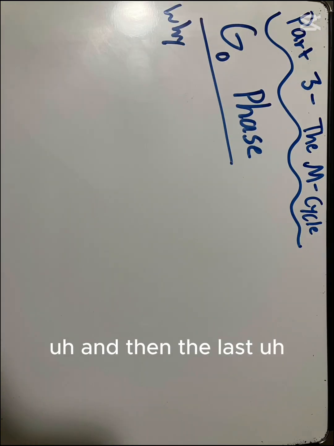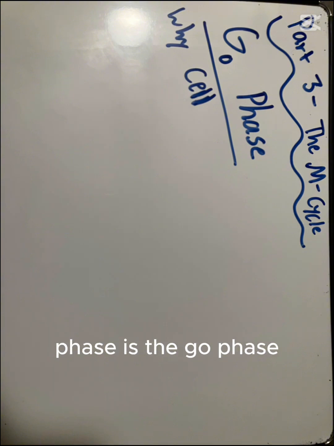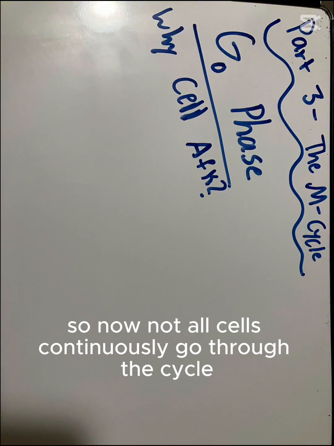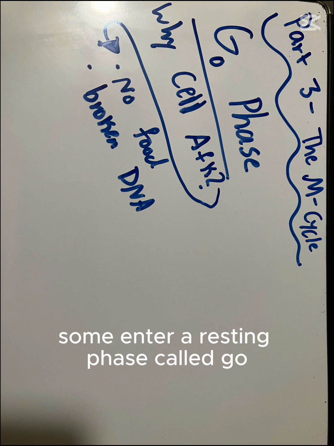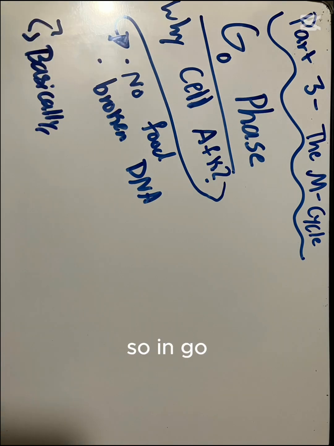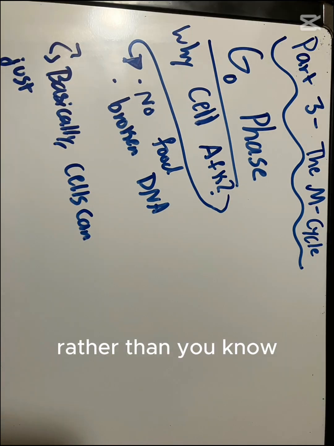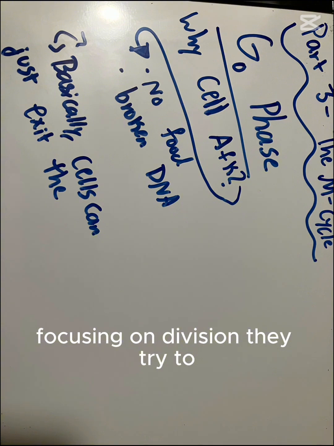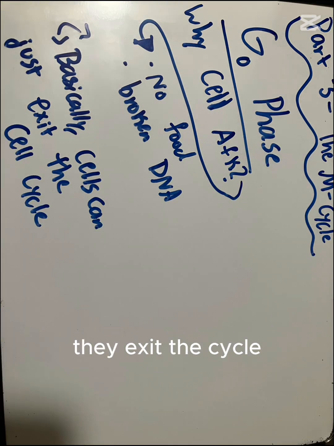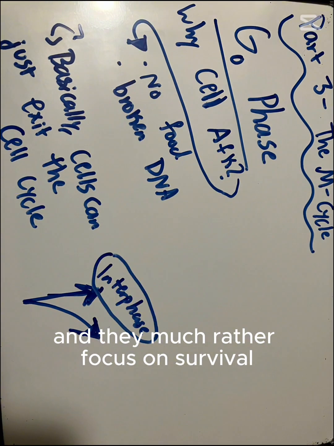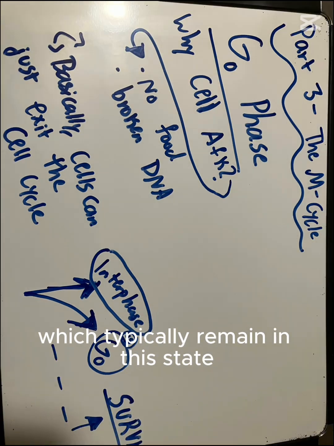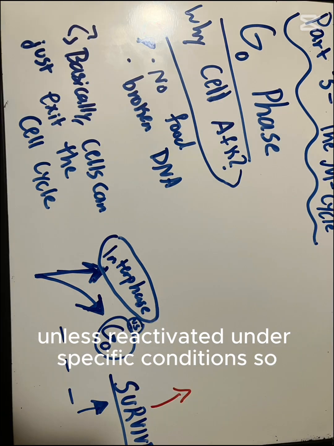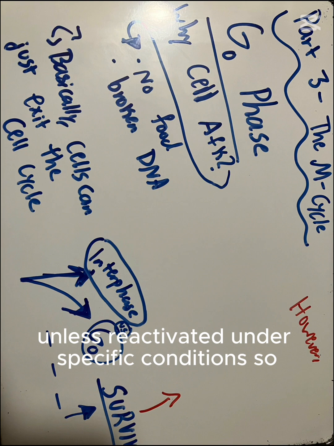And then the last phase is the G0 phase. Not all cells continuously go through the cycle. Some enter a resting phase called G0. In G0, rather than focusing on division, they exit the cycle and focus on survival. Examples include nerve cells, which typically remain in this state unless reactivated under specific conditions.